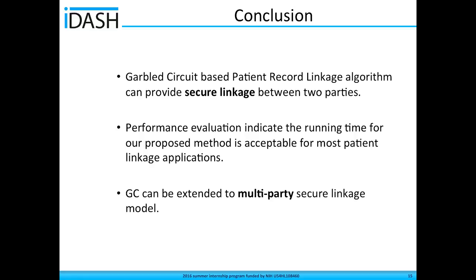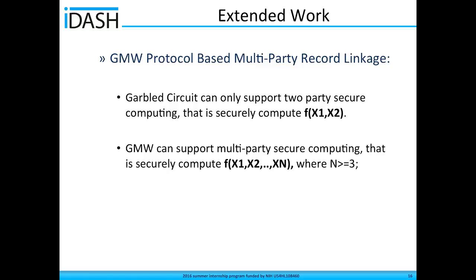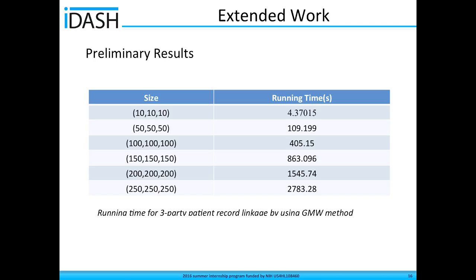We can know that the double circuit we proposed can securely link two parties, and the performance evaluation indicates the runtime is acceptable. More importantly, the GC can be easily extended to the multi-party. I will skip the extended work for our project, because this is extended work to extend the two-party to the three-party.